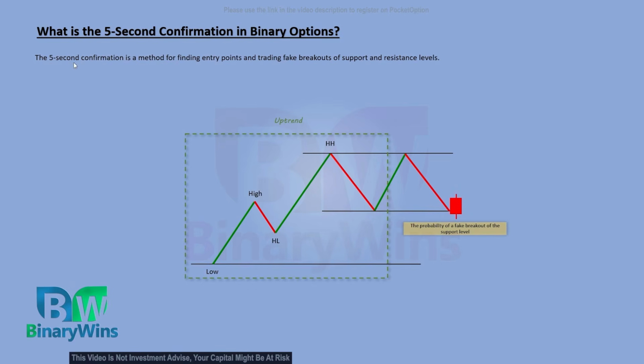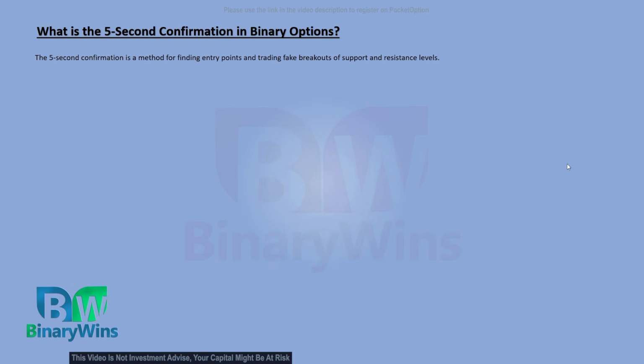We want to be able to follow the fake breakout of the levels with the 5-second confirmation and have a confirmation to enter the trade. That is, we want to find the best entry point. In fact, with the 5-second confirmation, we want to find more confidence whether this breakout of the level is a fake breakout or not.